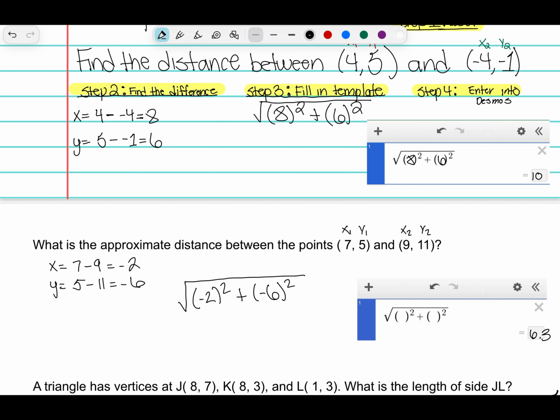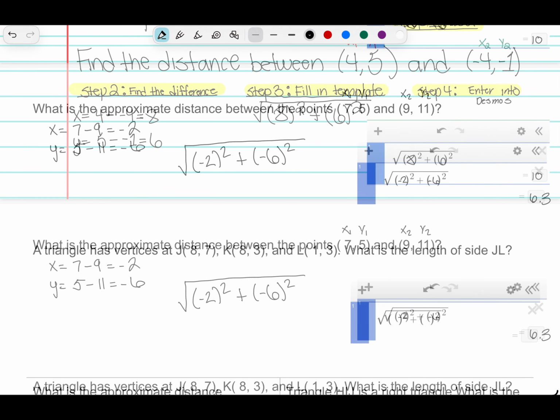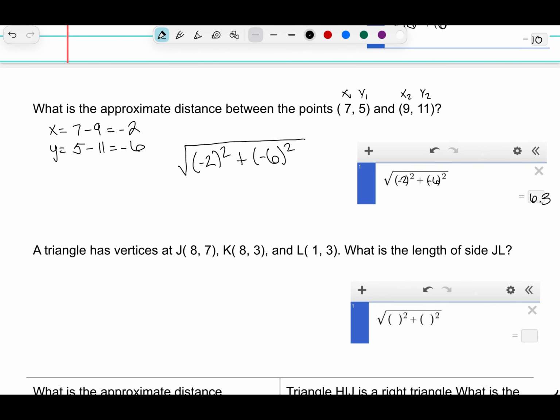Okay? And then let's fill in our template here on our notes, so we know what we have. We got to put a -2 in there and a -6. And then what you'll notice is it looks exactly the same, and our answer came out to be 6.3. All right, moving on to the third example.